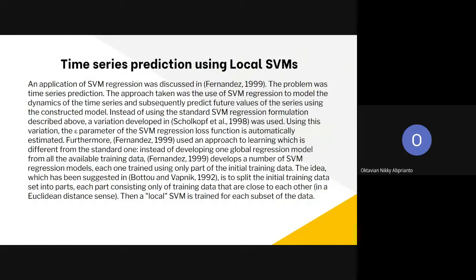Instead of developing one global regression model from all the available training data, Fernandez developed a number of SVM regression models, each one trained using only part of the initial training data. The idea, which had been suggested by Bottou and Vapnik in 1992, is to split the initial training data set into parts, each part consisting only of training data that are close to each other in a Euclidean distance sense. Then a local SVM is trained for each subset of the data.